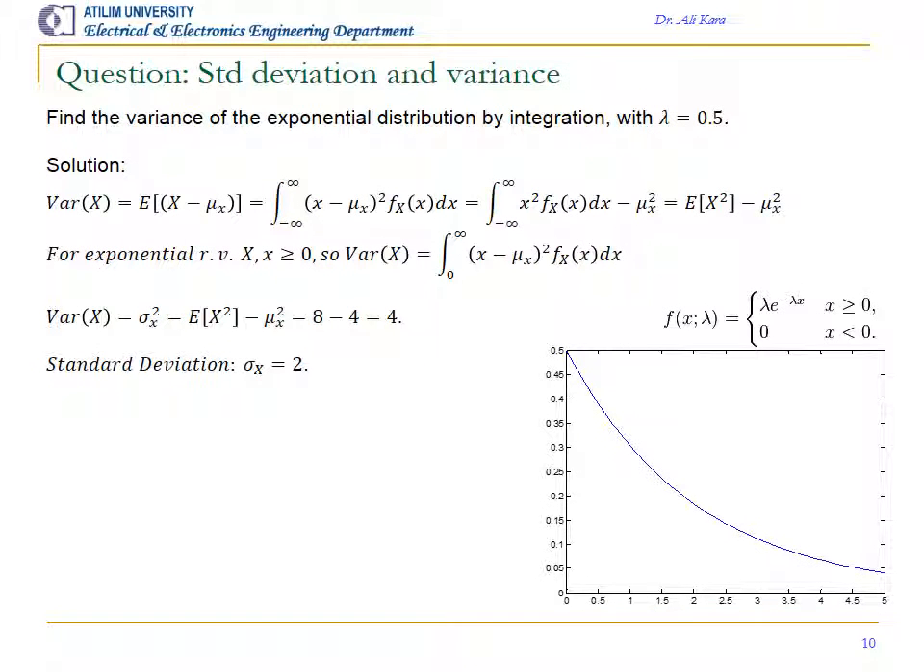Question: standard deviation and variance. Find the variance of the exponential distribution with lambda equal to 0.5. Solution: write the variance through expected values. Then evaluate the first expected value integral by just changing x to x squared.